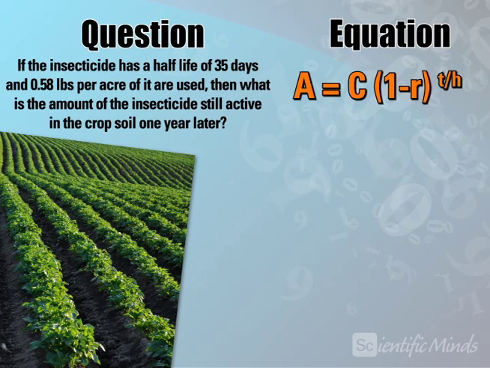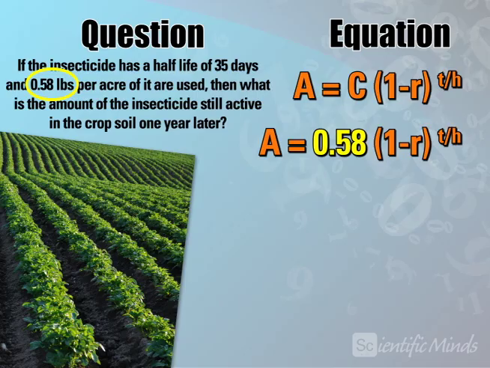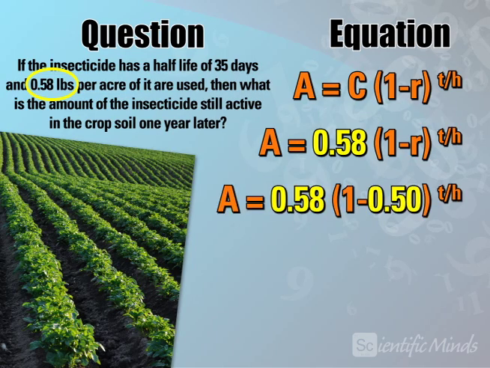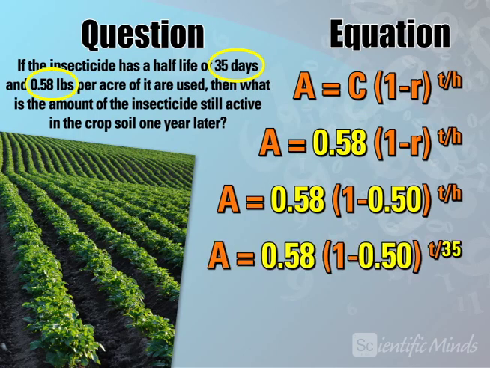C is the original amount of chemical, 0.58 pounds. When calculating the half-life of something, the rate of change is 50%. In an equation, we need to express it as a decimal, 0.50. We can see that the half-life of the chemical is 35 days. Inserting these values into our formula gives the following equation.